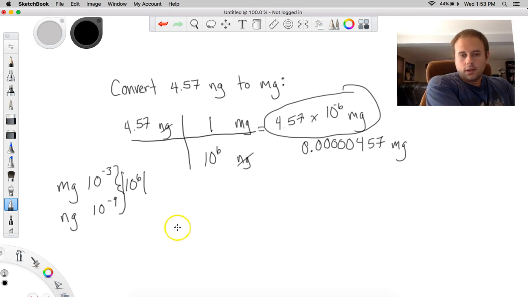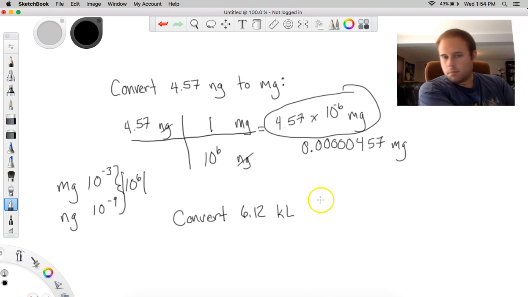All right. So then finally, let's do one more interconversion. So let's convert, all right, let's convert 6.12 kiloliters into microliters.